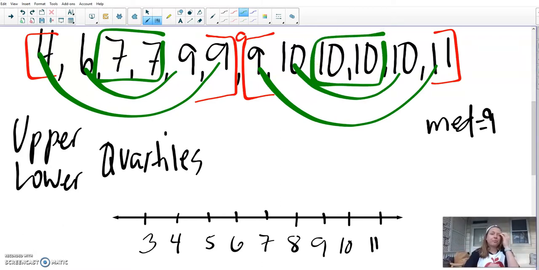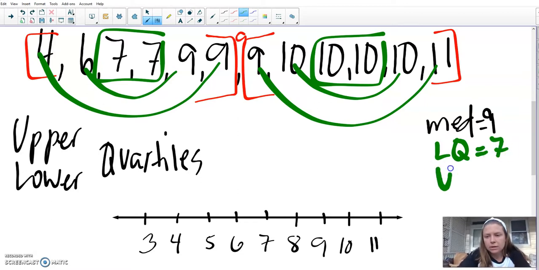Okay. You got pretty lucky with this one. 7 plus 7 divided by 2 is just 7. They're the same number. Lower quartile 7. The upper quartile, same deal. 10 plus 10 divided by 2 is just 10. And they're both 10, so you know the upper quartile will be 10.